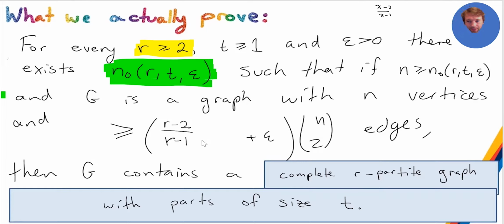Okay, so if we can prove this, then what it's going to imply about this pi thing we defined earlier is that pi of H is at most (chromatic number of H minus 2) over (chromatic number of H minus 1), right? Then we'll have a matching upper and lower bound, and then we've proved the theorem. So are there any questions about this?